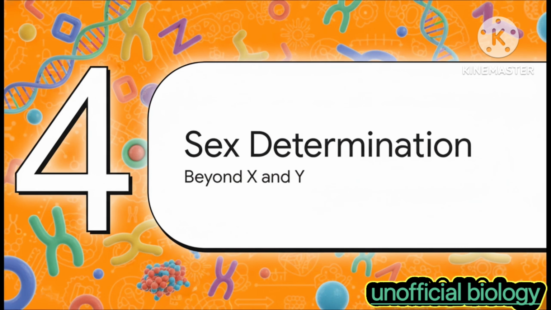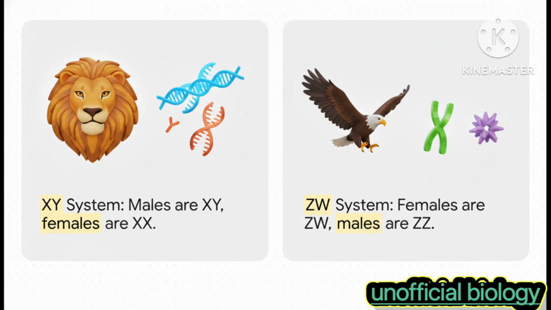Section 4. How sex is determined, beyond X and Y. Let's pivot to another amazing job that chromosomes do. We often think we know exactly how biological sex is determined, but nature is far more creative, and honestly, way more diverse than just the standard X and Y. We're obviously most familiar with the mammalian XY system on the left, where females have two X chromosomes and males have an X and a Y. Because females only produce X eggs, it's the male's sperm that ultimately determines the sex of the offspring.